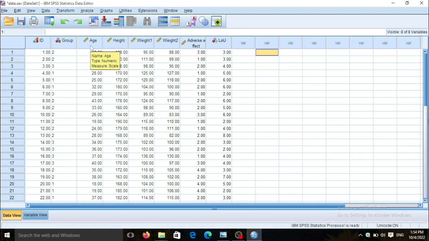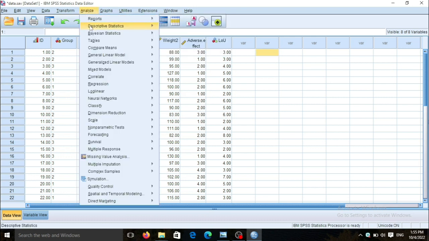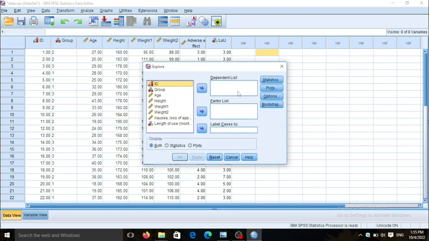For example, assume I want to measure if this variable, age, has a normal distribution in my dataset or not. First, you must choose Analyze, then Descriptive Statistics, and then Explore. You have some options here, and the dependent list. The dependent list are the variables you want to measure their normal distribution. And I entered age here.